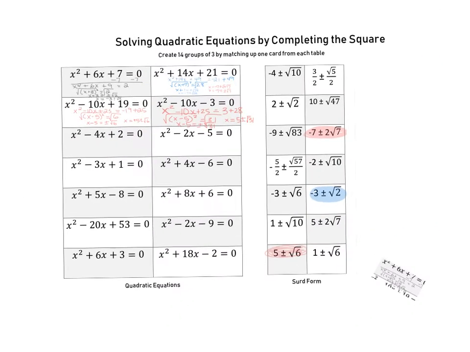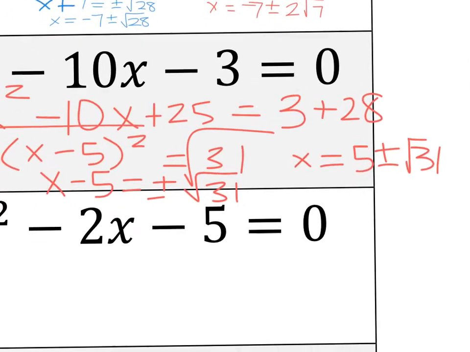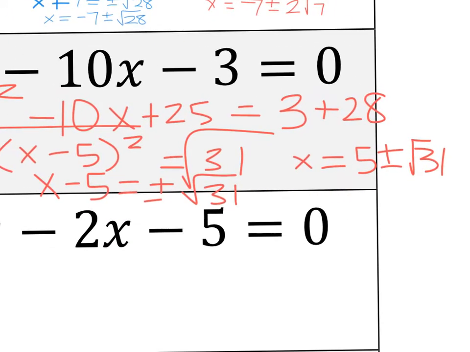And what happened here? I did it again. I was supposed to add 25 to both sides. What did I add to both sides? I added 28. I kind of was adding those together in my head. Sorry, guys. So this is 28.